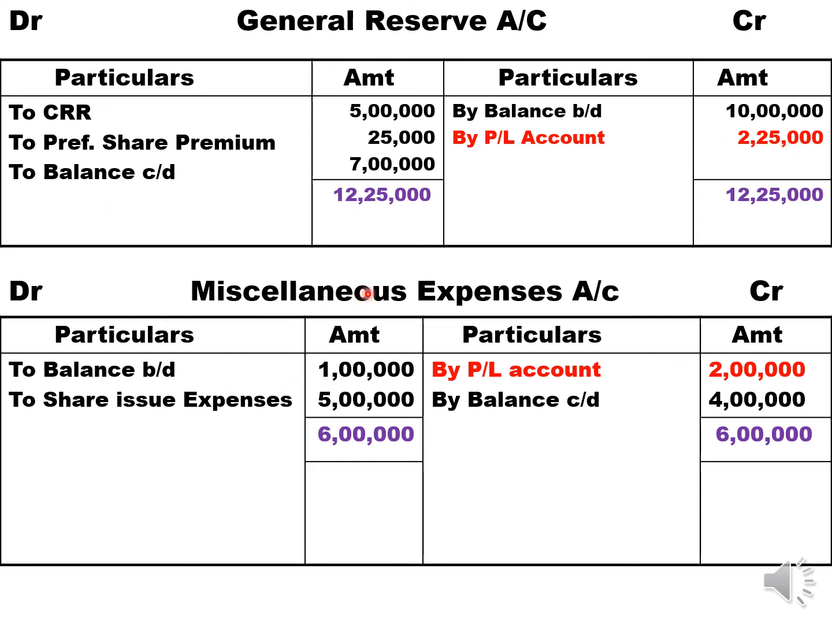Then since some adjustments are there related to miscellaneous expenses, we need to prepare the miscellaneous expenses account. It's given on the asset side. So to balance brought down 1 lakh. We have share issue expenses given in the adjustment, 5 lakh. So we have paid that expense, debit all expenses and losses. So you get a total of 6 lakh minus closing balance of miscellaneous expenses 4 lakh. So miscellaneous expenses written off 2 lakh will come in adjusted PL account.